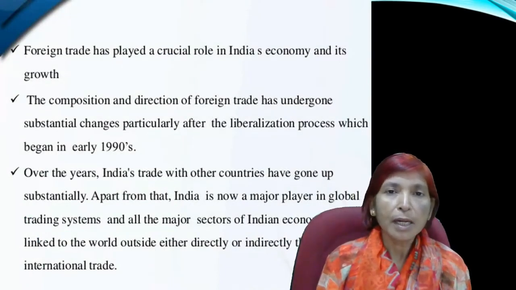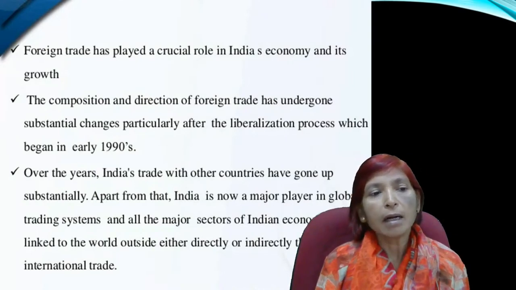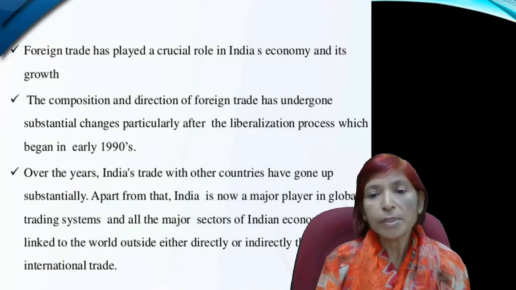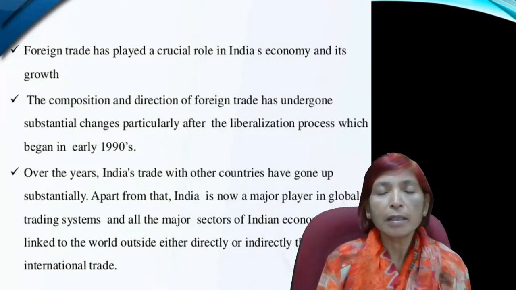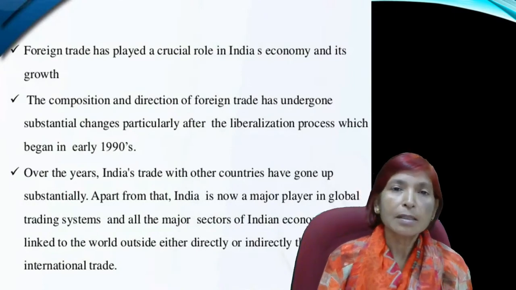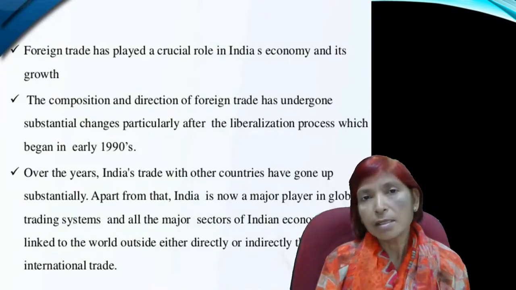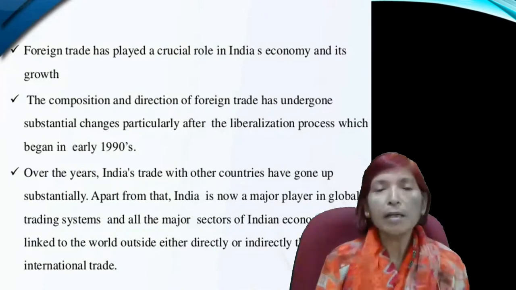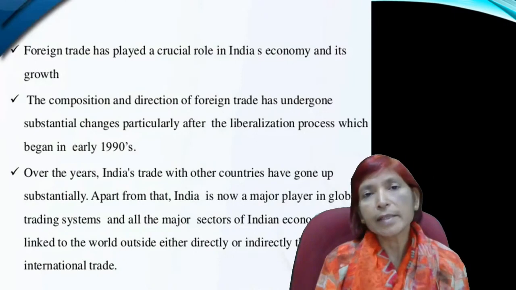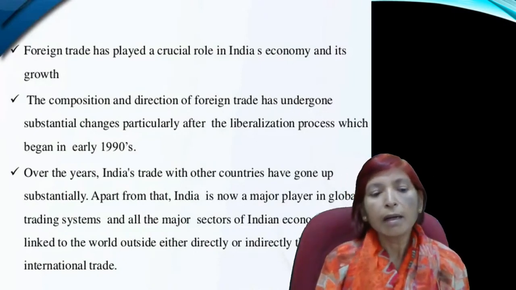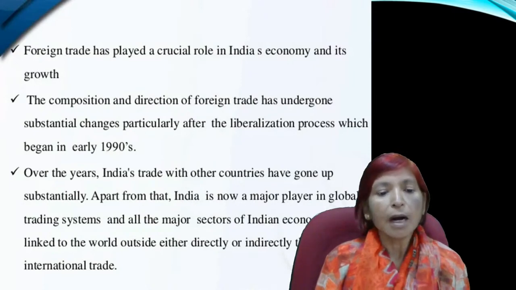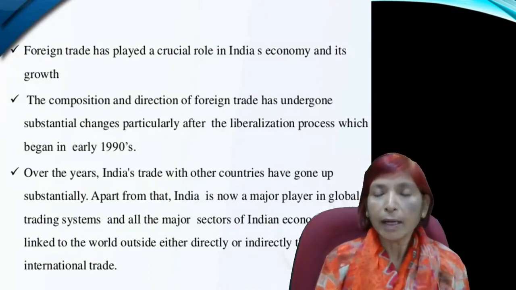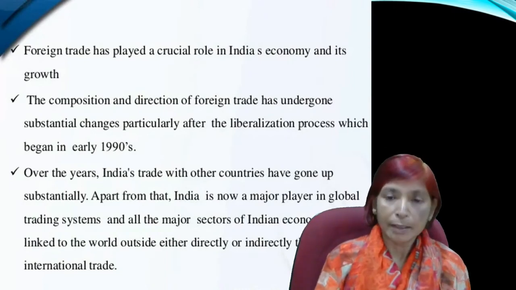The composition and direction of foreign trade has undergone substantial change, particularly after the liberalization process, which began in early 1990s. Over the years, India's trade with other countries has gone up substantially. Apart from that, India is now a major player in the global trading system, and all the major sectors of the Indian economy are linked to the world outside, either directly or indirectly through international trade.